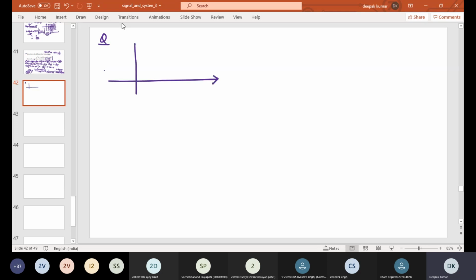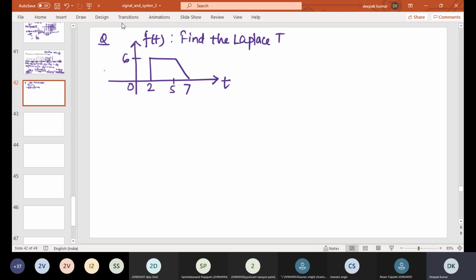Suppose a function is given, this is f of t, with points at 2, 5, 7, this is 6, here origin. f of t is given as this graph. Find the Laplace transform of f of t.